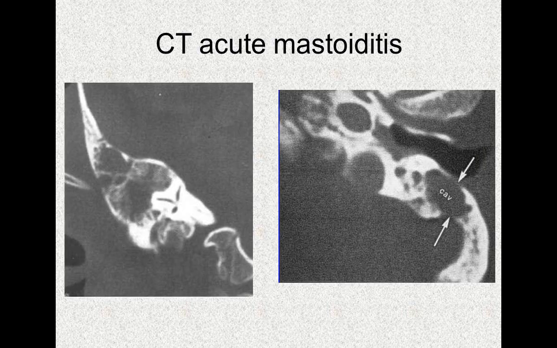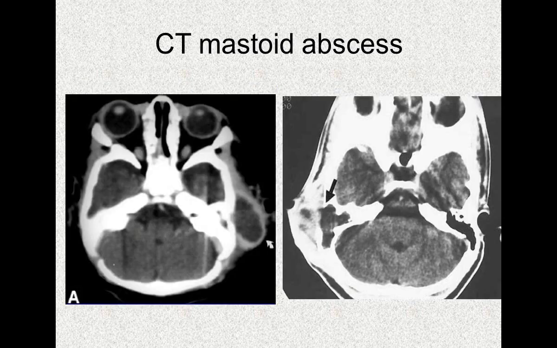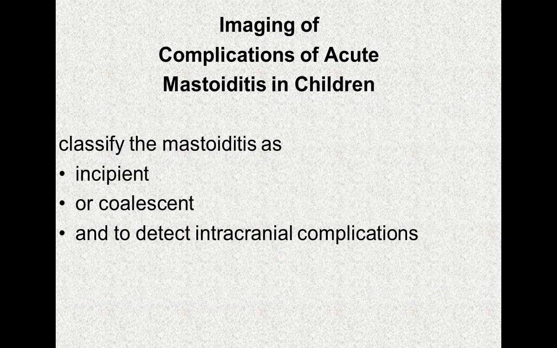CT of acute mastoiditis, as we see: cavity formation, destruction of bone, loss of well definition, haziness. CT acute mastoiditis: this is abscess formation, this is destruction of bone, darkening, haziness, and enhancement of the wall in acute mastoiditis, mastoid abscess.